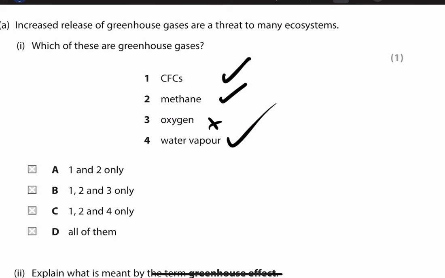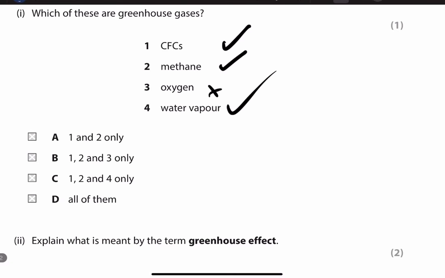Yes, it's not a greenhouse gas that we're as familiar with because it's not one that we associate. We usually associate carbon dioxide and methane with greenhouse gases, but water vapor does have a greenhouse gas effect as well. So 1, 2, and 4 would be C.